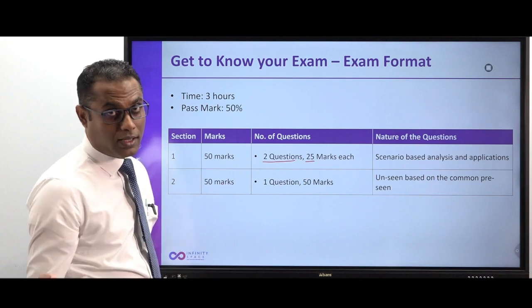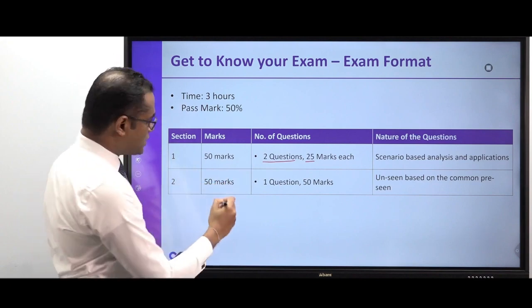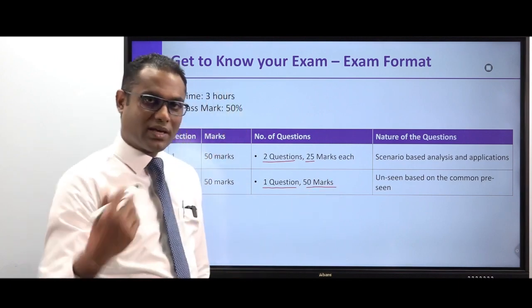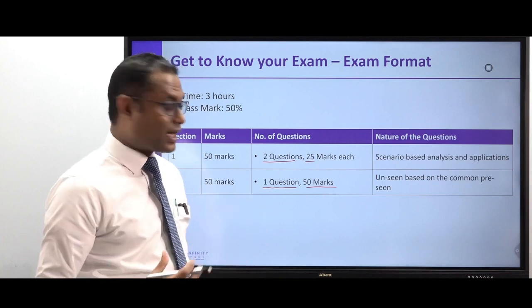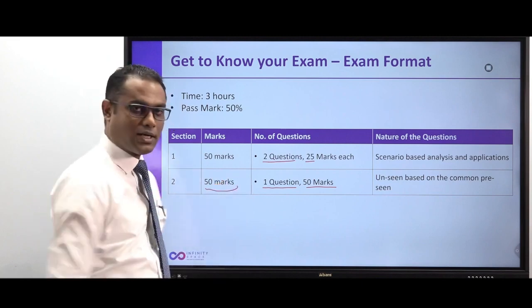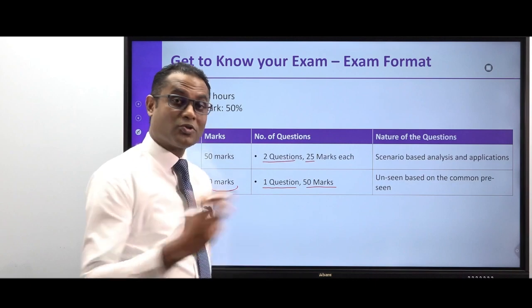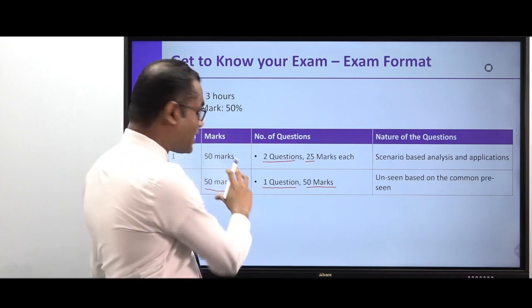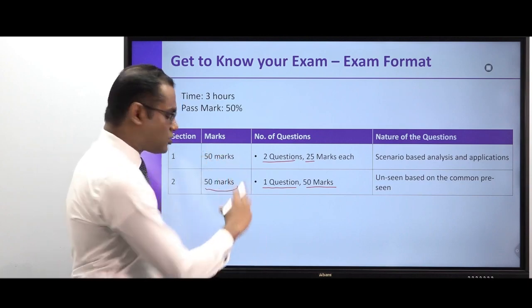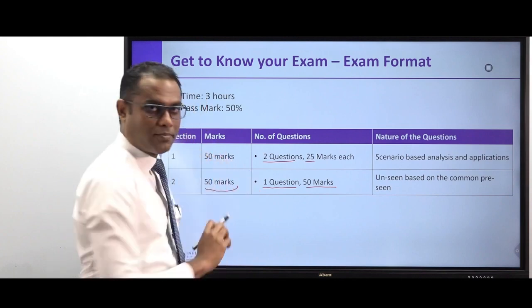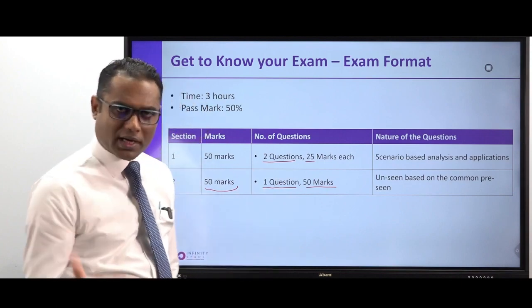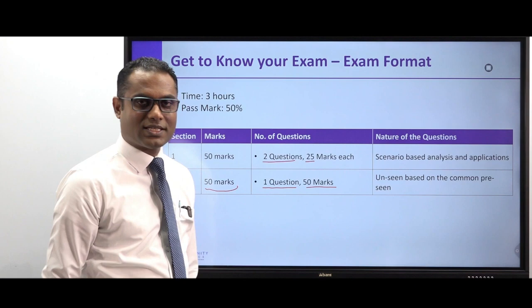That is what is there in section number 1. Thereafter, section 2 consists of one question that is based on the common pre-seen, right? So you'll be given the unseen scenario in the examination, and there are questions in this section 2, this particular 50 mark question. You would definitely have consolidation adjustments. Consolidation areas are tested in this particular unseen. Based on the common pre-seen, there will be an unseen, and the consolidation areas would definitely be tested here. In addition to the consolidation, you will be tested on accounting standards, risk of material misstatements, or any other area of the syllabus we discussed earlier.